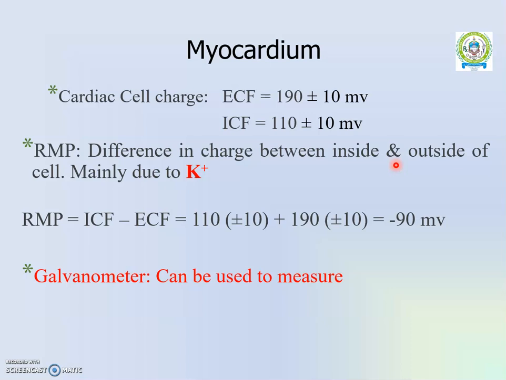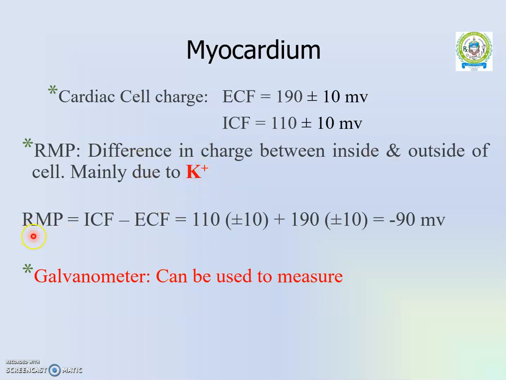The extracellular fluid has a charge of 190 plus minus 10 millivolt. Intracellular fluid has a charge of 110 plus minus 10 millivolt. So the resting membrane potential is the difference in charge between inside and outside of the cell. It is mainly dependent on the potassium.